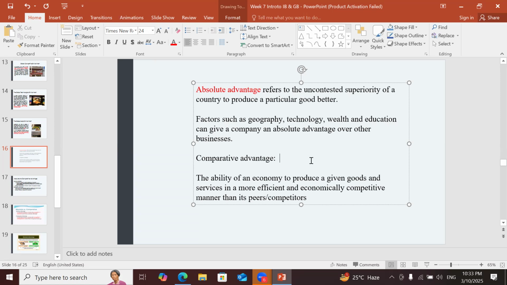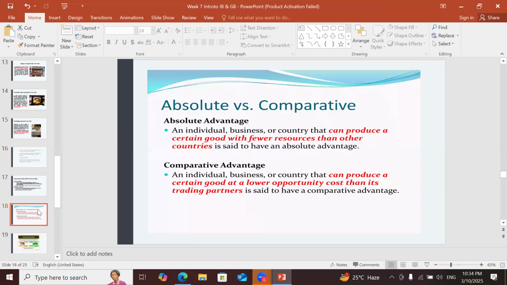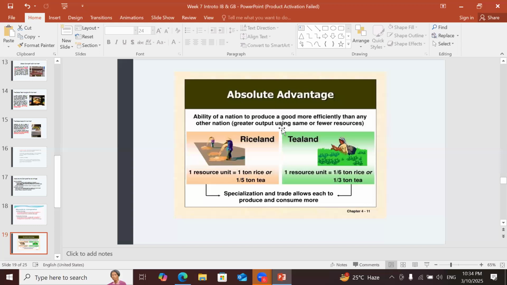And for comparative advantage, there is more than one product in the business, and you have to choose any one. This situation is called comparative advantage. Absolute and comparative, there is some example here. Absolute advantage also.